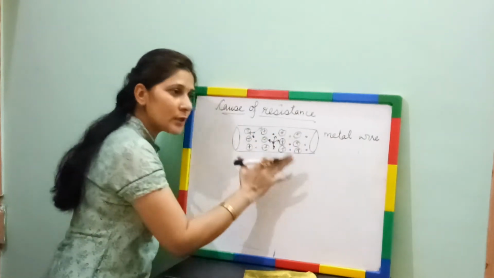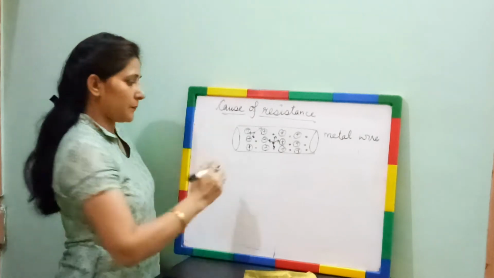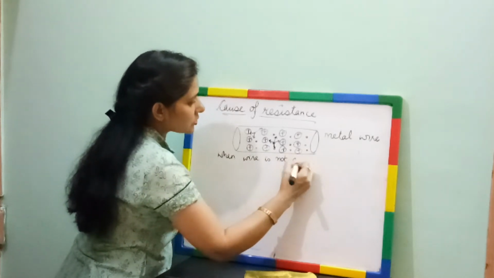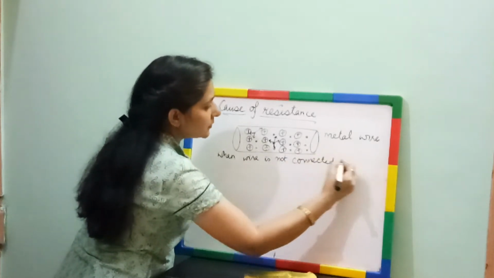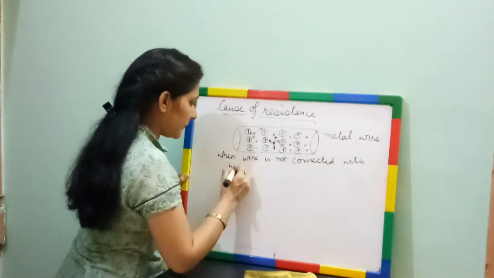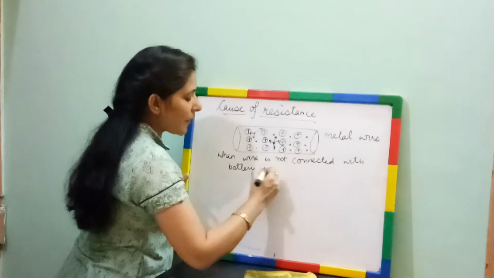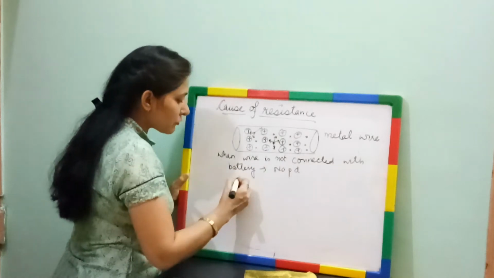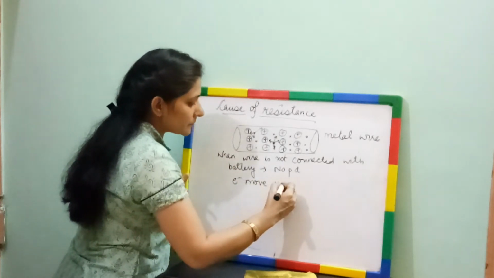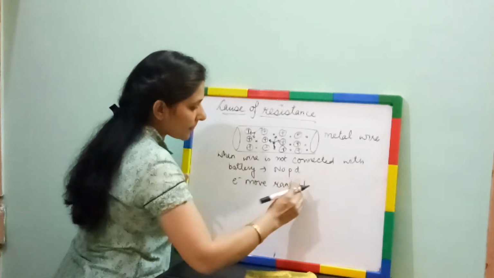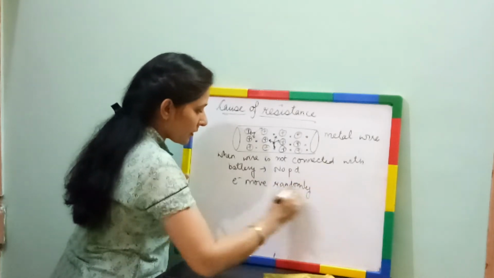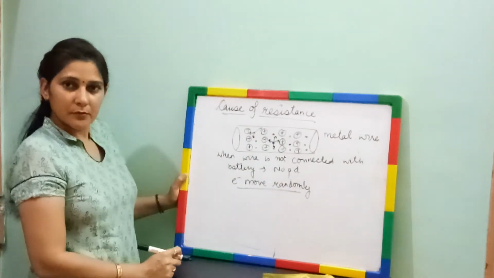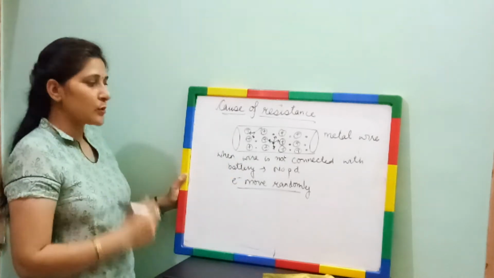This is the situation when the wire is not connected with any cell or battery. Okay, why does it happen? Because no potential difference is maintained. If there is no potential difference, electrons move randomly in their desired direction. Okay, but what if this metal wire is connected to a cell or battery?